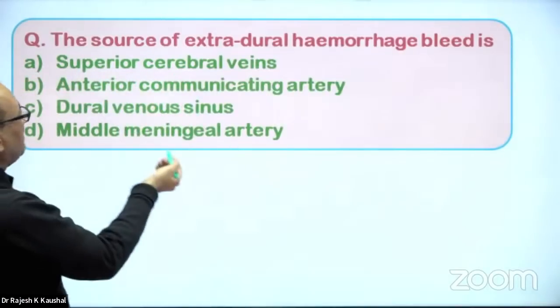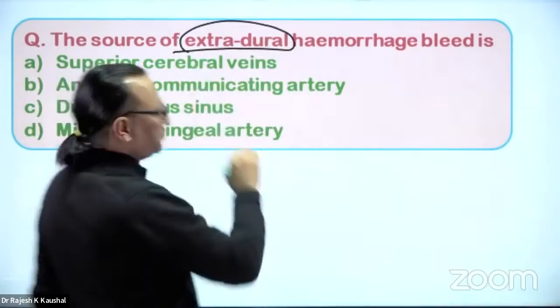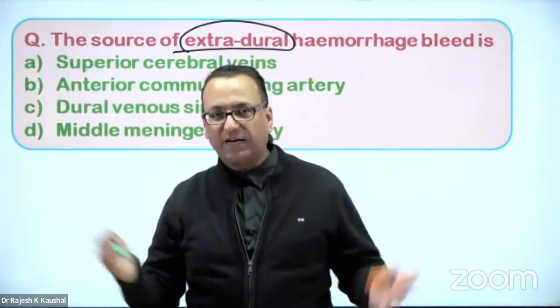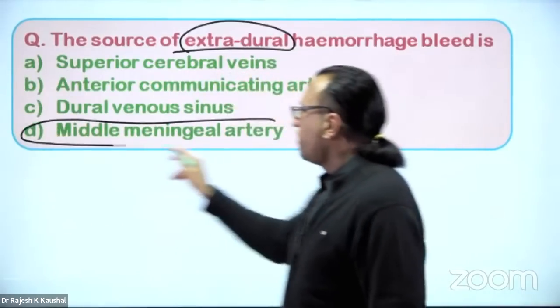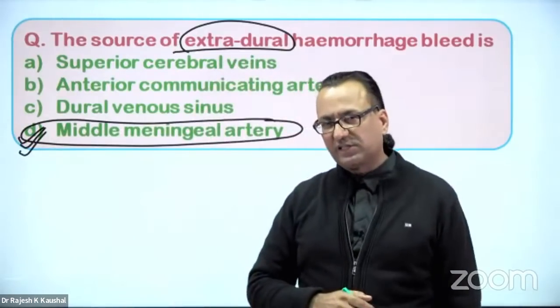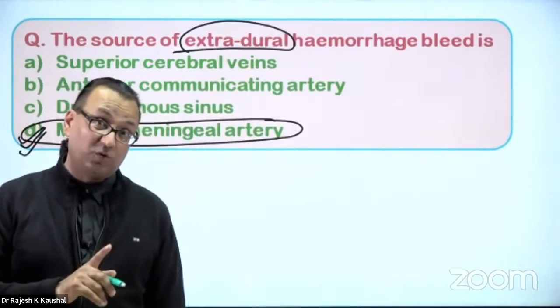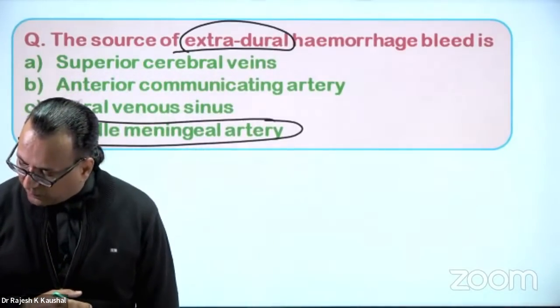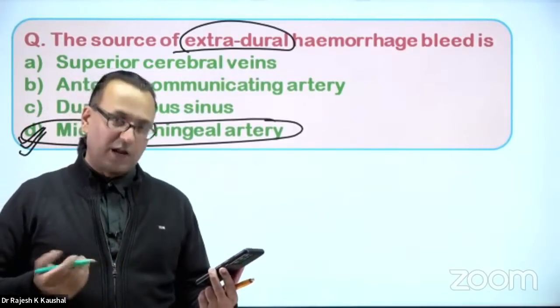So as you have mentioned, if it is extradural, which is also called epidural because it is outside the dura mater, it will be the middle meningeal artery. Can you tell me which branch of middle meningeal? Is it anterior division or posterior division? Anterior division, because these are all MCQs, you know. So is it anterior division or posterior division? Kindly mention. And then I'll show you a diagram.